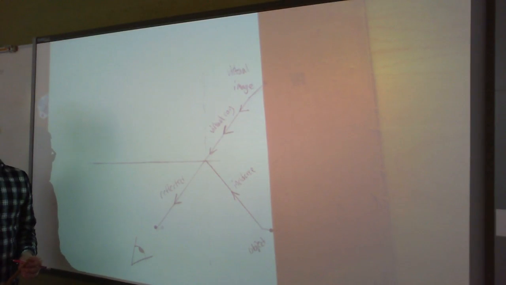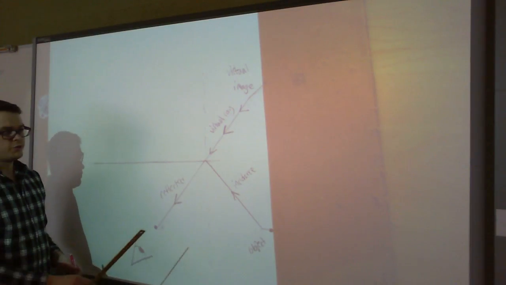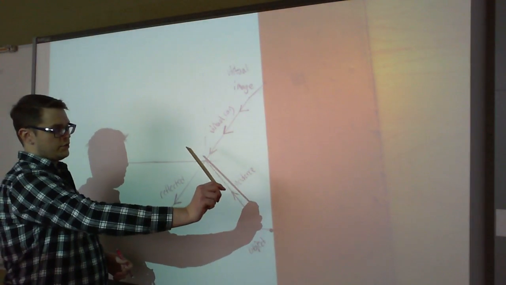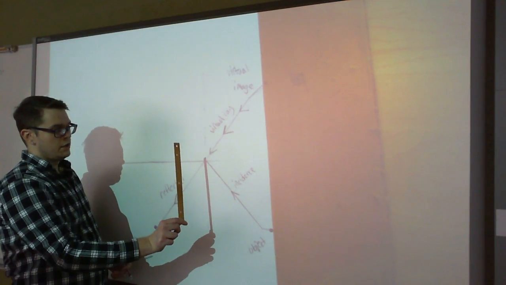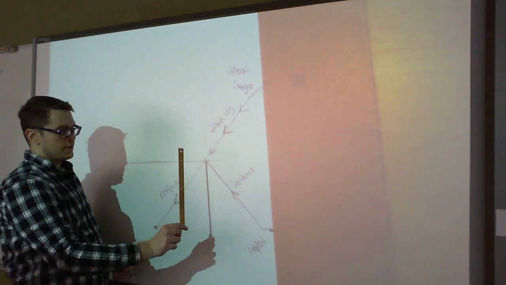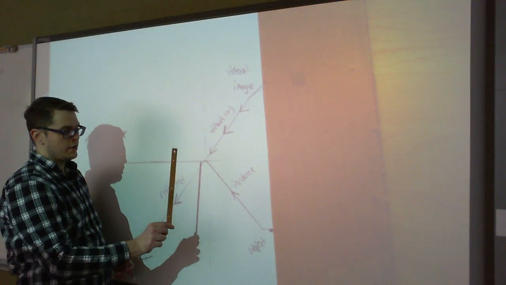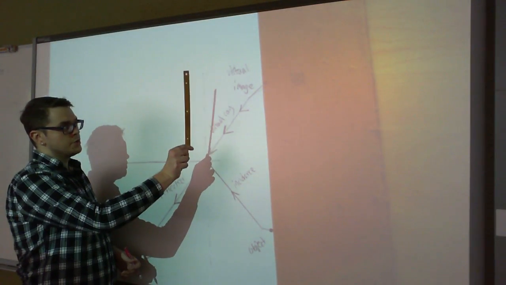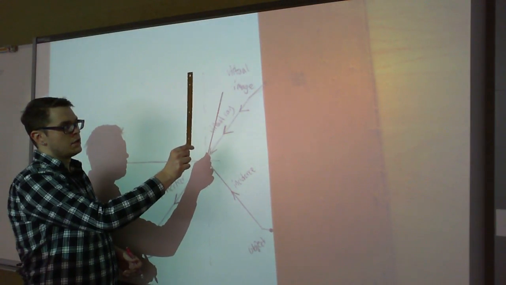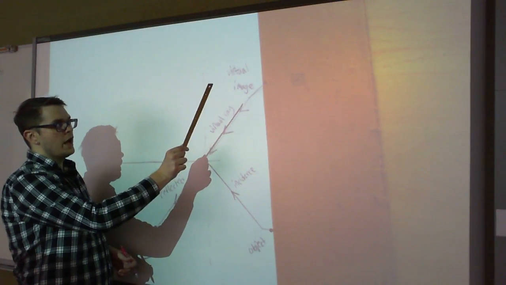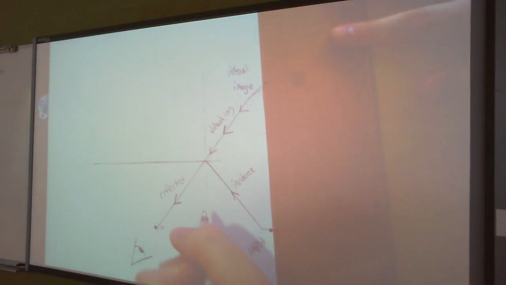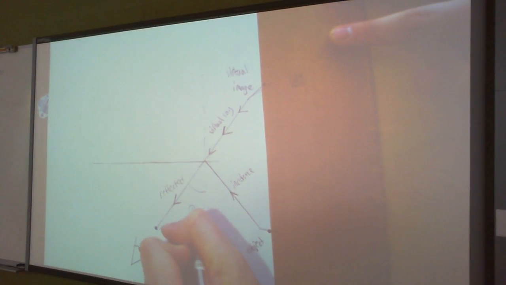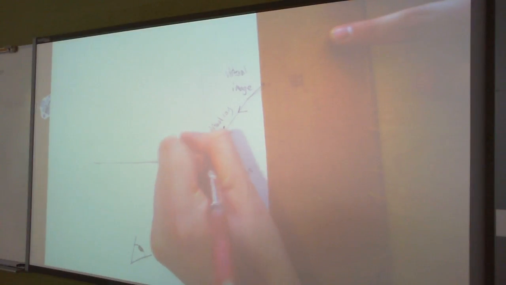So from the object to the normal line is our theta I. Our theta R is the angle between the reflected ray and our normal. And then our virtual ray is between our normal and where it appears to be coming from, the image, that virtual ray. So this is theta R. And all of these should be equal.